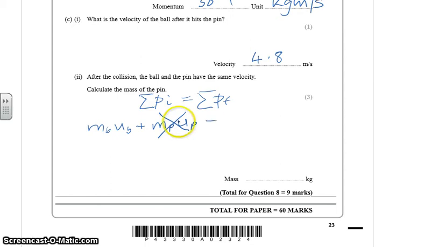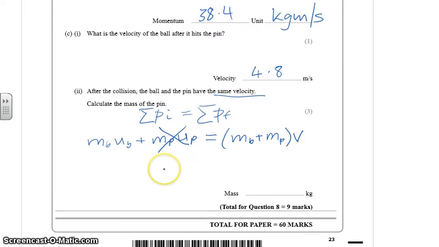All of that on the left is equal to the sum of the final momenta. It's just said that they've got the same velocity, so that means effectively that they're stuck together. So you've got the mass of the ball and the mass of the pin, because they're moving together, times the final velocity. Now we've already worked out this term in an earlier part of the question, so that's straightforward.